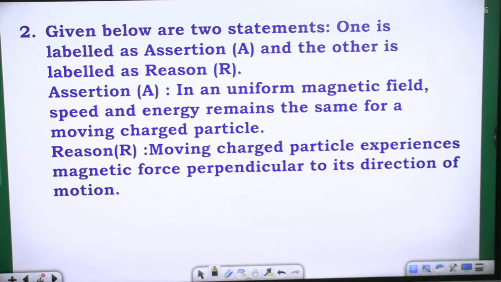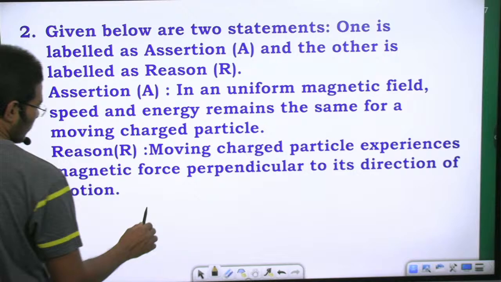It is an assertion and reasoning question. Statement 1 says that in a uniform magnetic field, speed and energy remain the same for a moving charged particle. The reason says that a moving charged particle experiences a magnetic force perpendicular to its direction of motion. Okay. So what do we know?